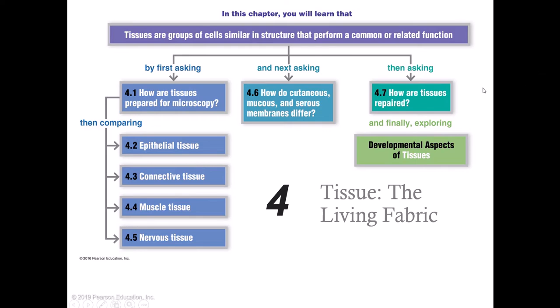There are 4 major types of tissues, and we're going to go through each of the major categories, looking at the different tissues, what characteristics they have in common, and then also looking at all of the individual tissue types themselves. We'll also talk about our mucous membranes and our serous membranes, and at the end talk about tissue repair.